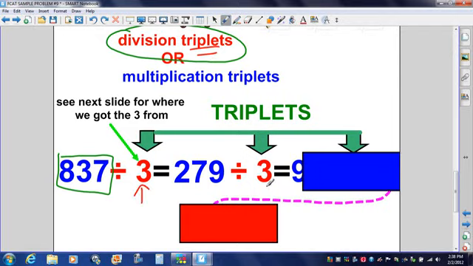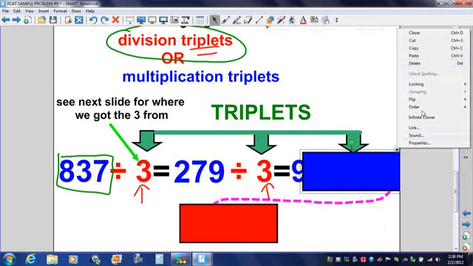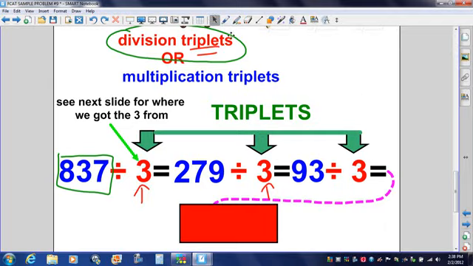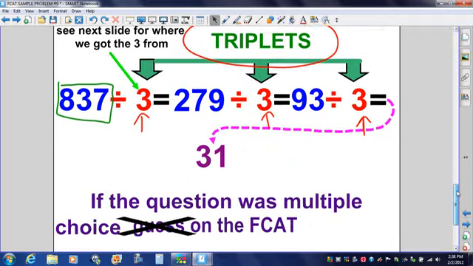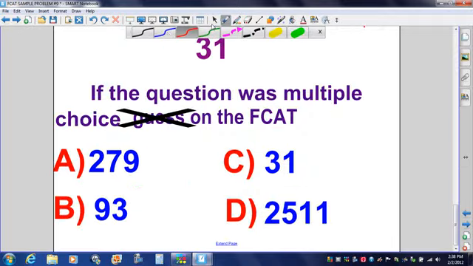Triplets, I'm going to have to divide 3 times. So I divide it once here, I divide it twice here, I divide it a 3rd time here. So on your paper you're going to have 837 divided by 3, the answer divided by 3, the answer divided by 3, 1, 2, 3 times. Triplets. Bada bing, bada boom. My perfect answer is 31.